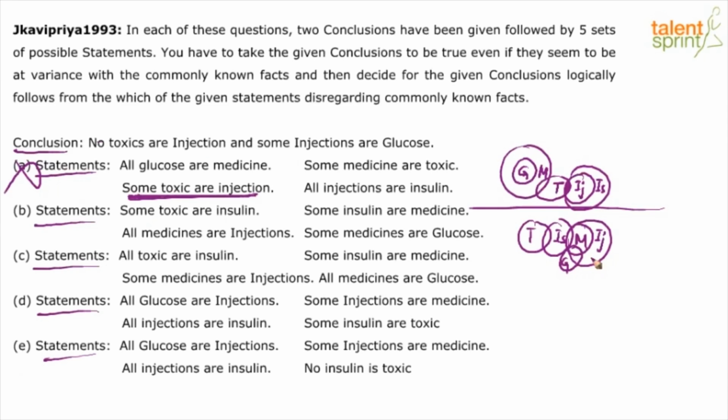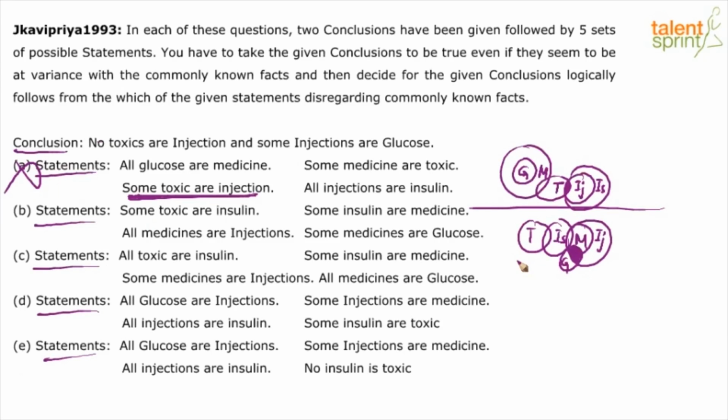But will it always be true? Look at the second conclusion. Some injections are glucose is true. Yes, injections in glucose is true. So second one is satisfied, but the first one, see, no toxics are injections satisfies the basic diagram, but will it always satisfy? No, it will not satisfy always.